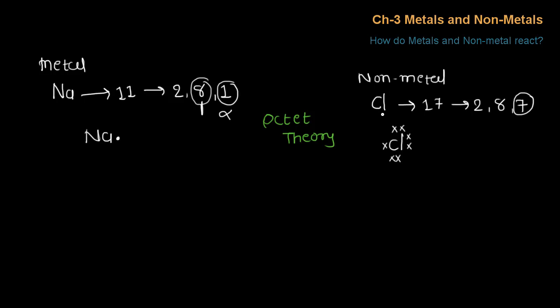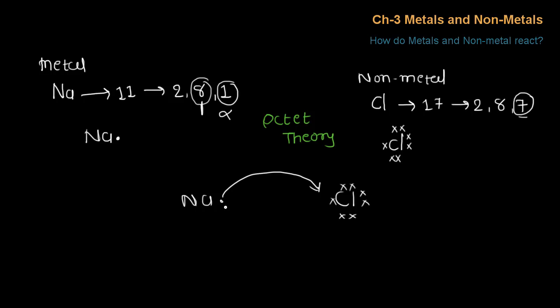Now let us look at the chlorine. 7 electrons in its valence shell here. If chlorine gains 1 electron, then how many electrons in its valence shell? Yes, there are 8 electrons. Then it will be completely filled. So what happens? Sodium gives its 1 electron to chlorine.